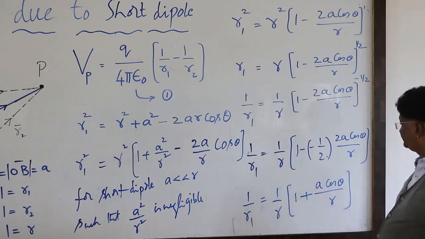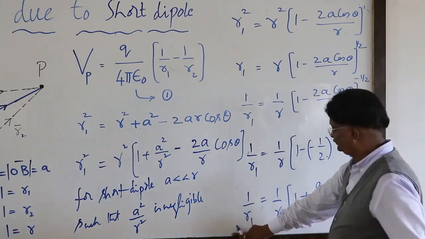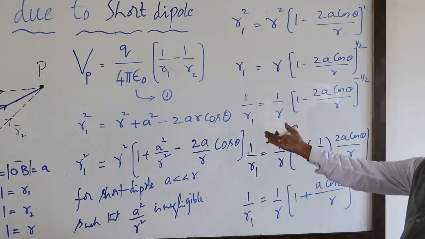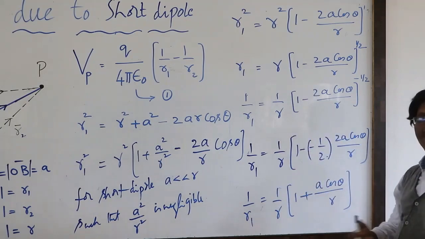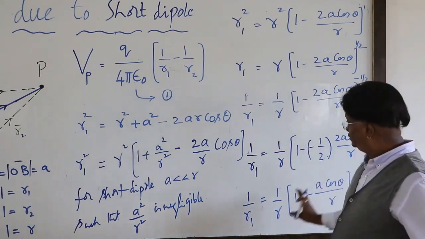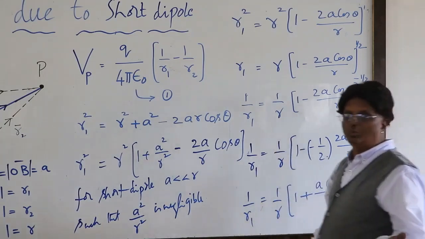A cos theta by r will be 1 by r1. Now, a similar treatment we can also do for the r2 square expression. A similar result we will write for 1 by r2. Now, again, I want one more board. Look at this point, we will write 1 by r2 and then simply substitute in equation 1.